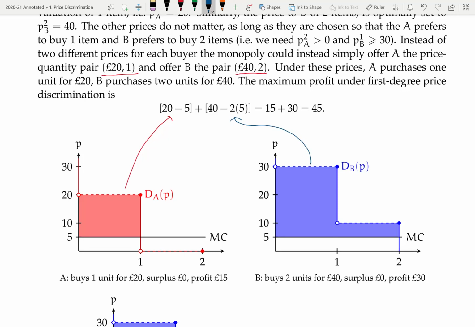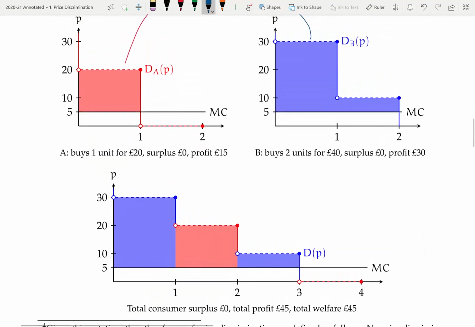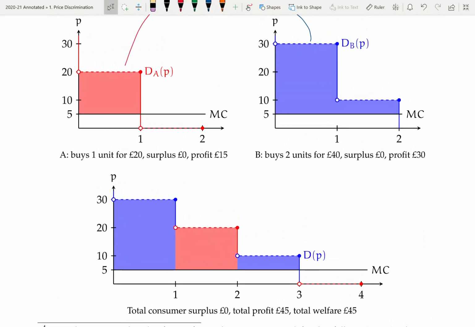So the total profit is 15 plus 30, which is 45. So this profit is higher than under uniform pricing. If we now look at the market demand curve here, we'll see that the profit, which is made up of the blue and the red areas here, is actually now the whole area between the demand curve and the marginal cost curve.